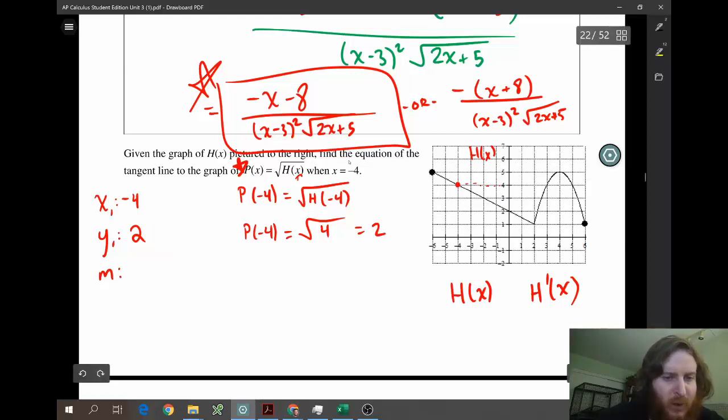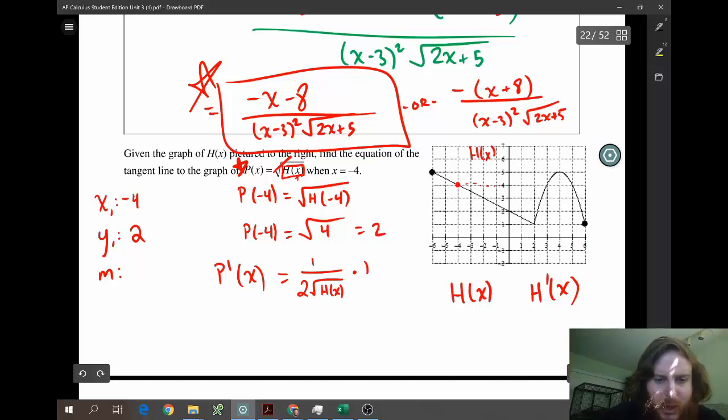So what we have to do first, before we can find m, is find p prime of x. That's really important. So we're going to do the derivative. When we look at this, what do we see outside? The outside is the square root. So I'm going to do 1 over 2 square root of, now we leave h of x alone, and times the derivative of what was inside. The derivative of that box is times h prime of x.